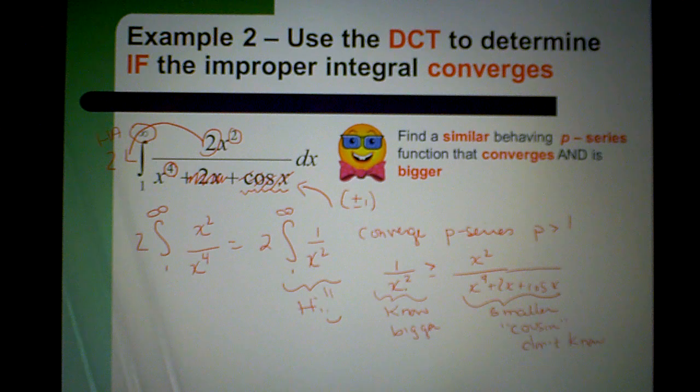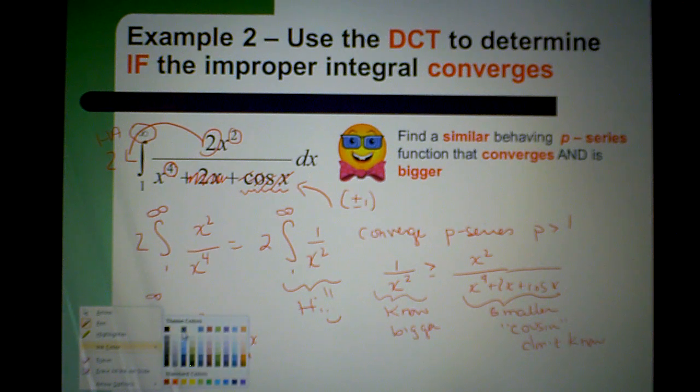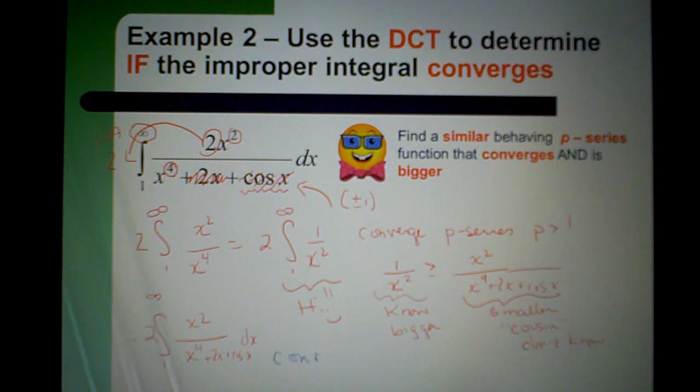Since 1 over x squared converges, and will always lie on top of the one I don't know, I can therefore conclude that it converges as well by the direct comparison test.